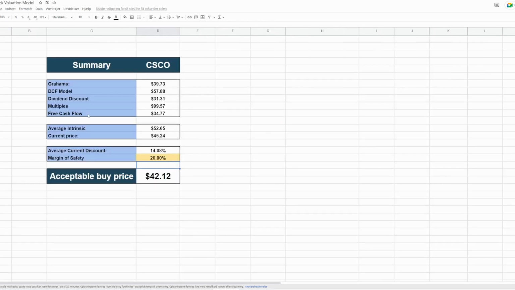You can see we have our five models that are being averaged down here to the average intrinsic value of $52. With the current price being at $45, we get an average current discount of around 14%. If we apply a margin of safety of 20%, it means the acceptable buy price gets around 42. And if we change the margin of safety to 15, we already have an acceptable buy price that is pretty close to the current price.